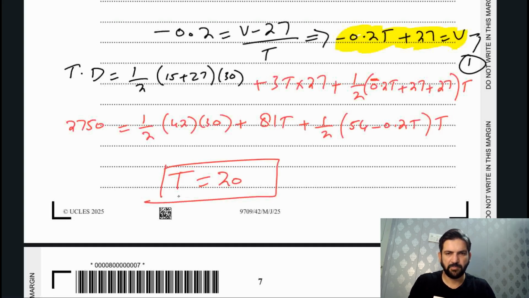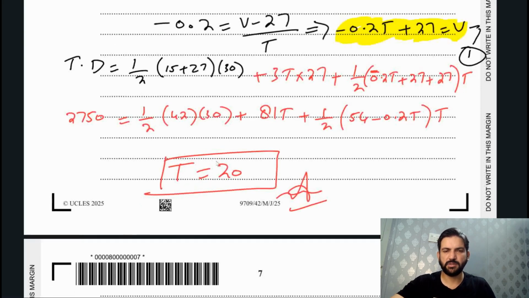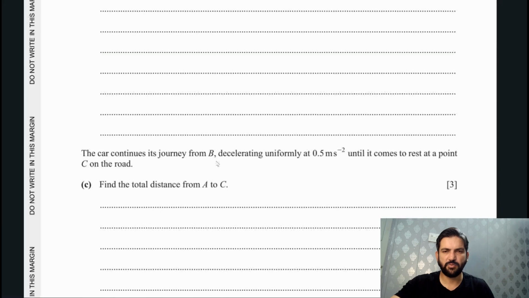So this will be the final answer. I hope that the concept is clear. Let's move to the next part, that is part C. Find the total distance from A to C, but there is a slight change over here: the car continues its journey from B, decelerating uniformly at 0.5 meters per second squared until it comes to rest at a point C. Find the total distance of the car.